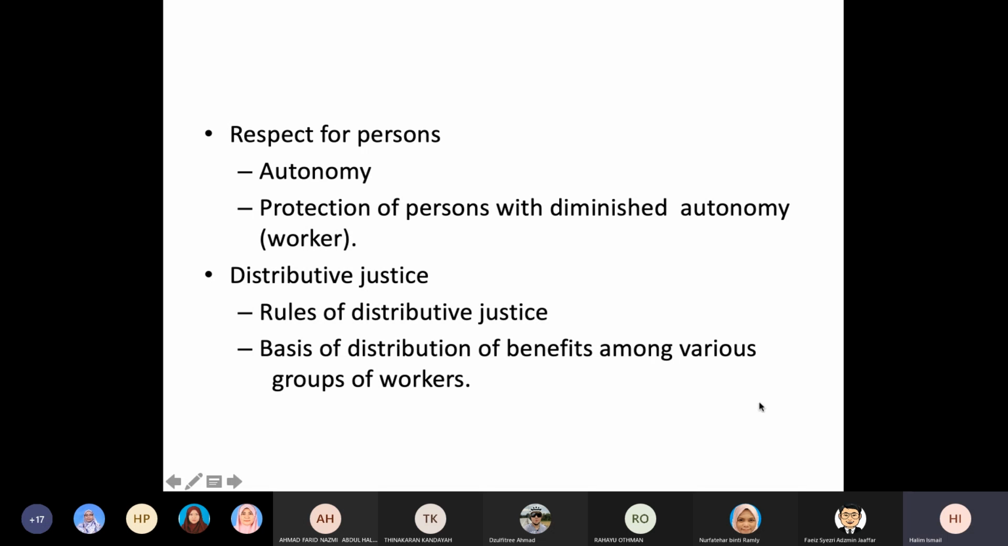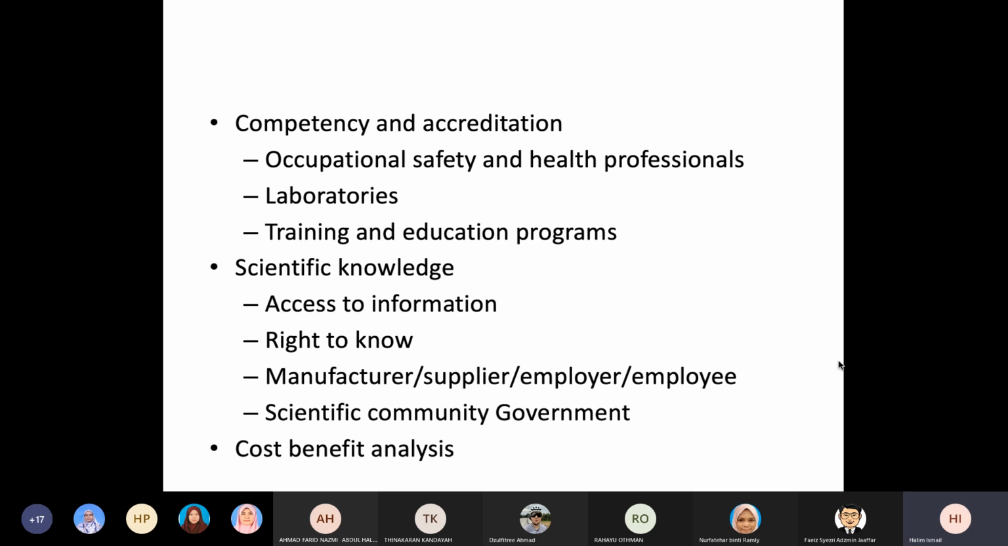Dekat government pun sama juga. It's basically based on your grade, kan. From JUSA ke, DU 54 ke, ada DU 51, so on and so forth, kan. And your entitlement is completely different between one person to another. Competency and accreditation in terms of occupational safety and health professionals, laboratories, training and education programs.